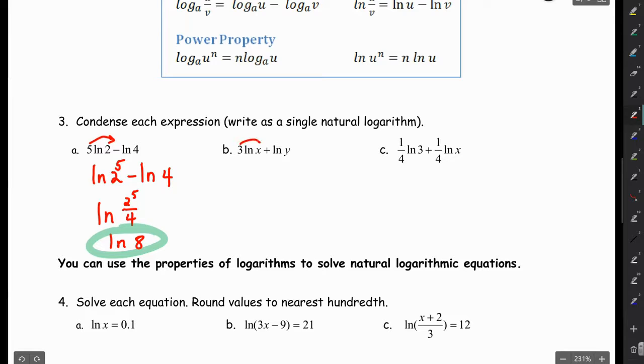Okay, we're going to leapfrog that 3 up, the power property. And because we have addition between, we're going to have multiplication. So we're going to end up with ln of x cubed y.